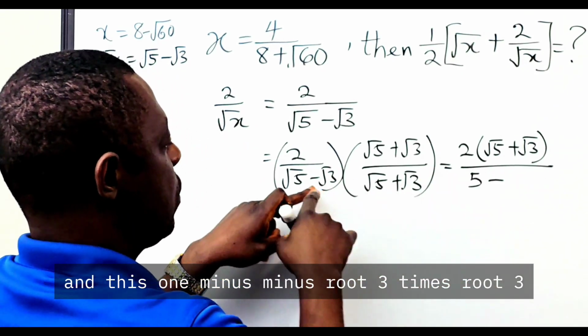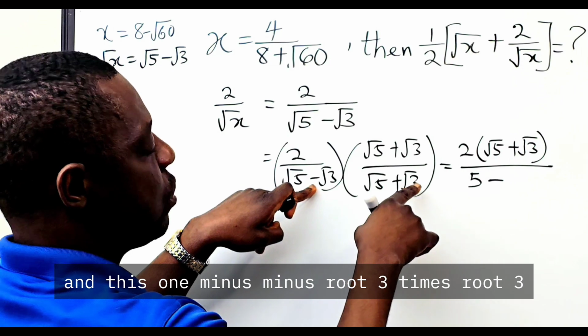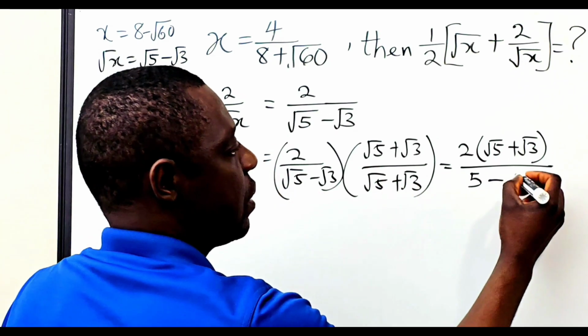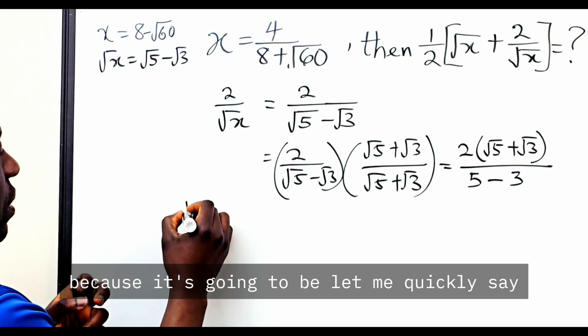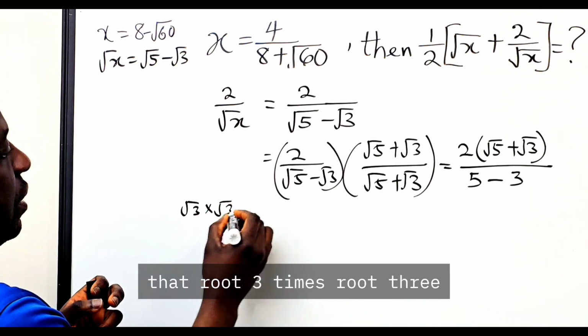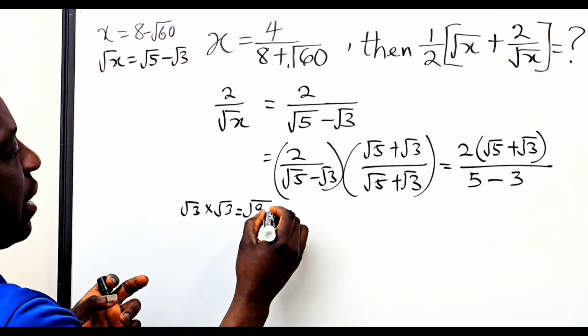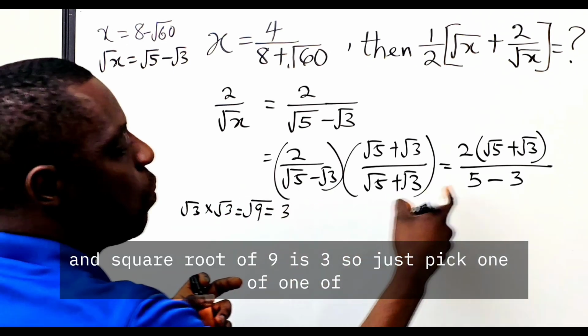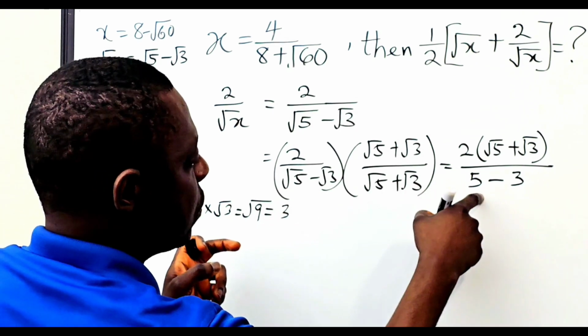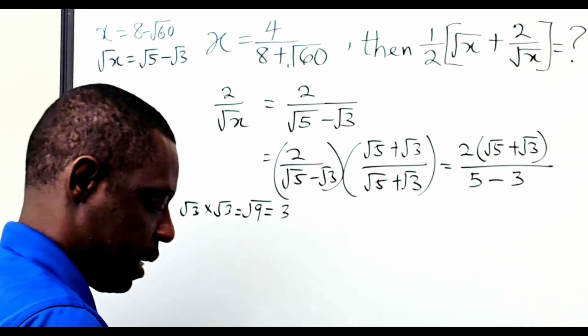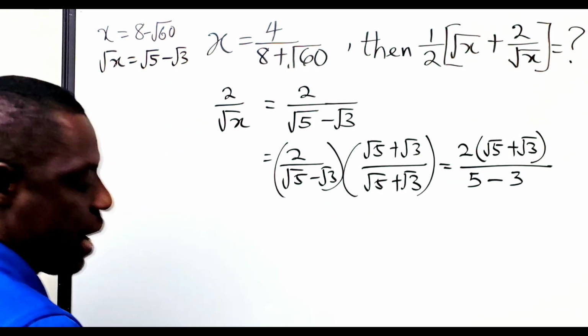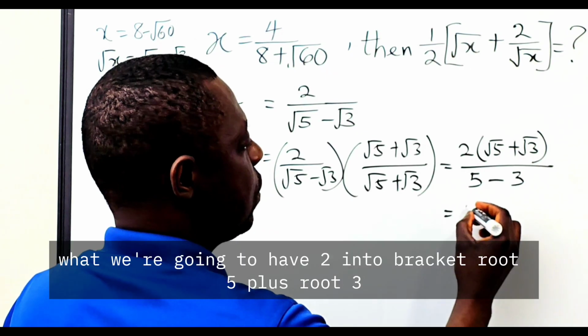And this one, minus root 3 times root 3, is still going to give you 3, because root 3 times root 3 is going to give us the square root of 9, and the square root of 9 is 3. So just pick one of these to give 5, and pick one of these to give minus 3. So that is that.